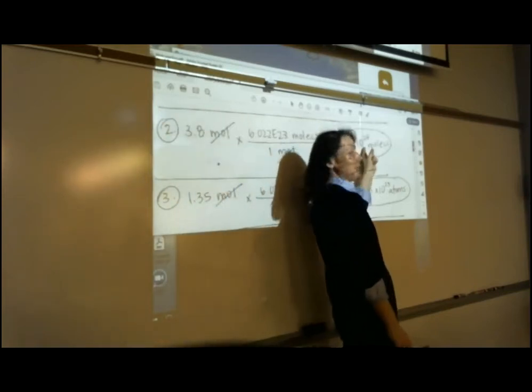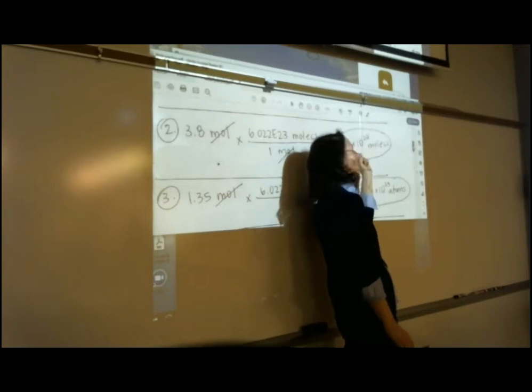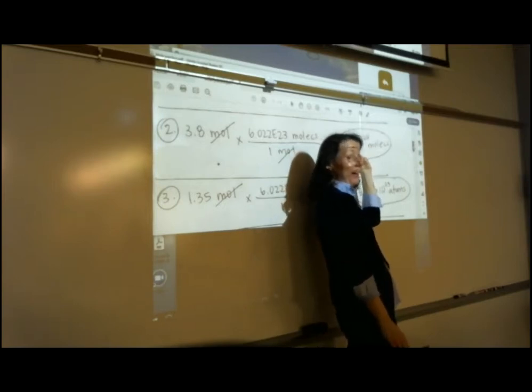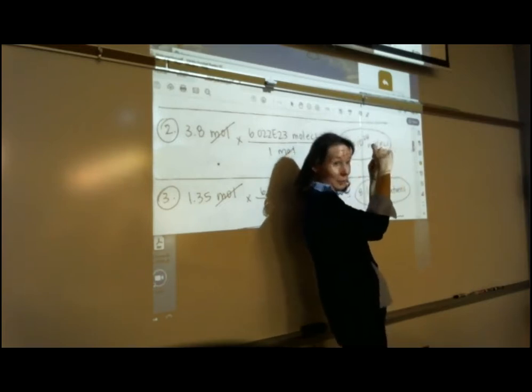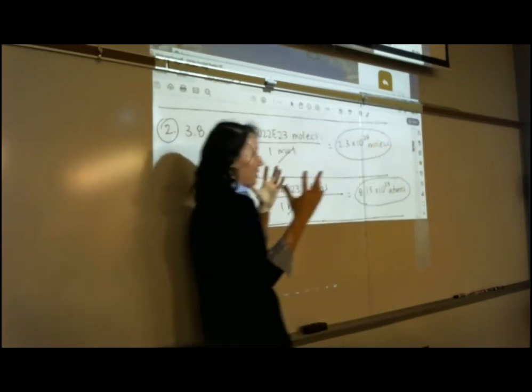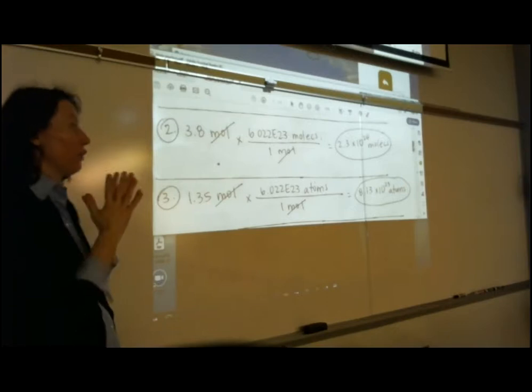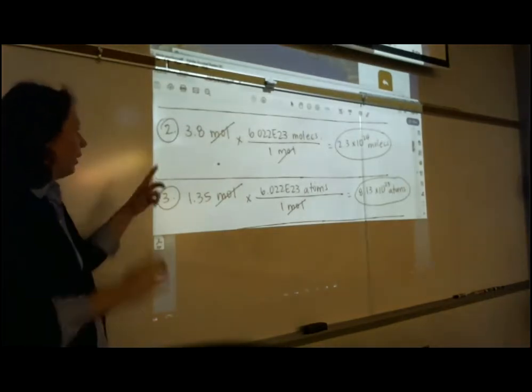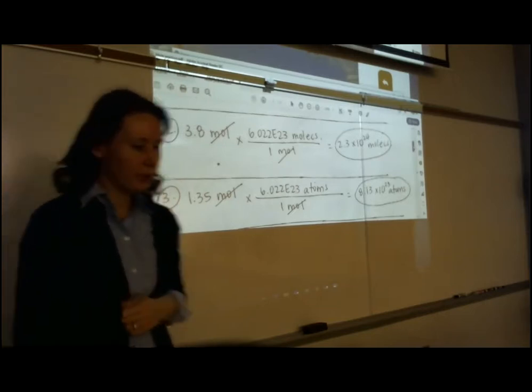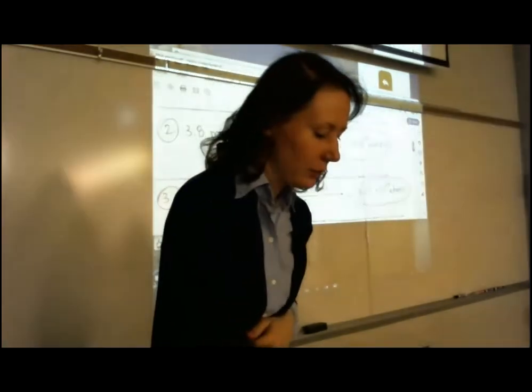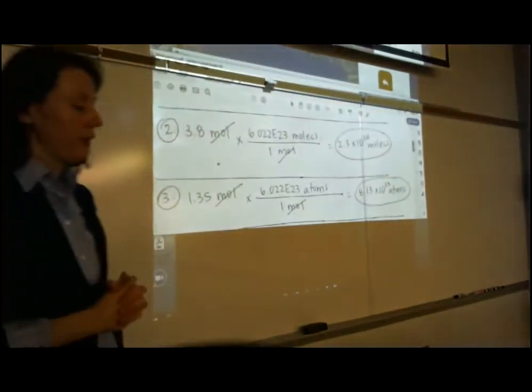And again, don't forget this exponent. A lot of students will write 2.3. And there's a very, very big difference between 2.3 and 2.3 times 10 to the 24. So please don't forget this part. It's written as that little tiny superscript in the top corner of your calculator, and sometimes it's easy to overlook it. So make sure you don't forget that exponent. Questions on number 2?